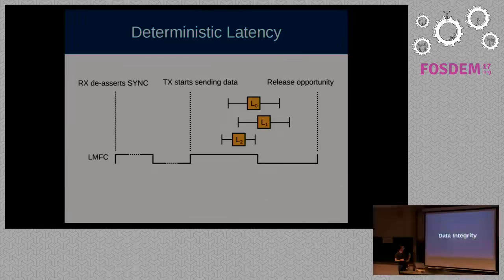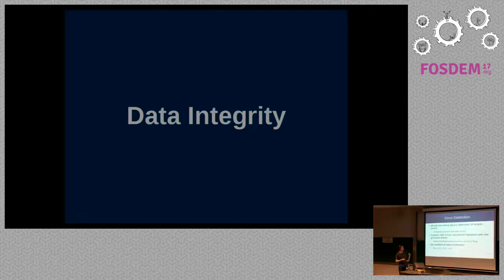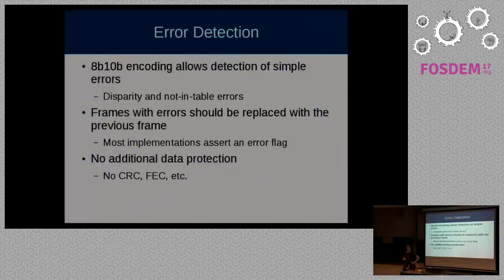And let's quickly talk about data integrity. 8B/10B allows some detection of a few simple errors, but not so many. What the standard defines is, if an error is detected, it should be replaced with the data of the previous frame. But what many implementations do is they just assert some kind of error flag, because from a processing point of view, it's better to know that you got an error rather than replacing your data with random data. But there's no additional data protection, like no CRC or forward error correction on the link itself.